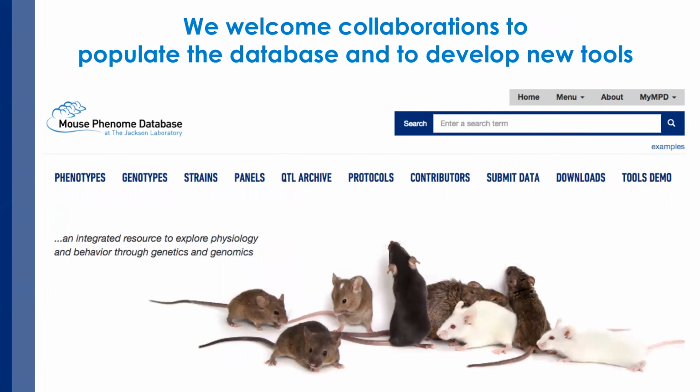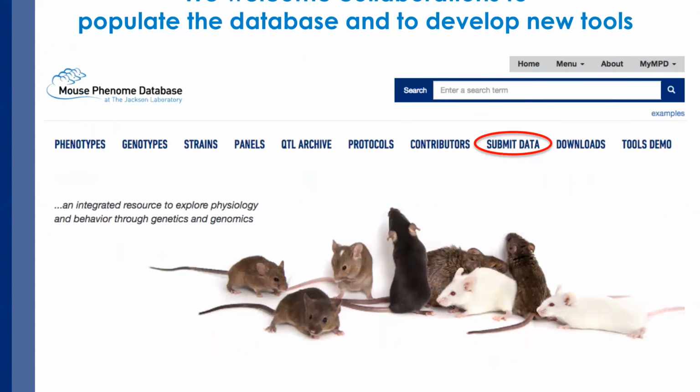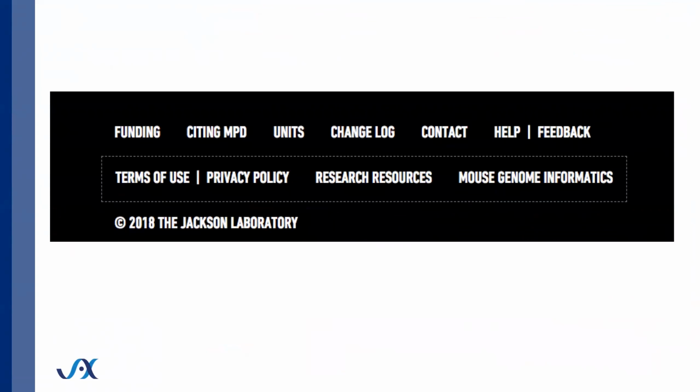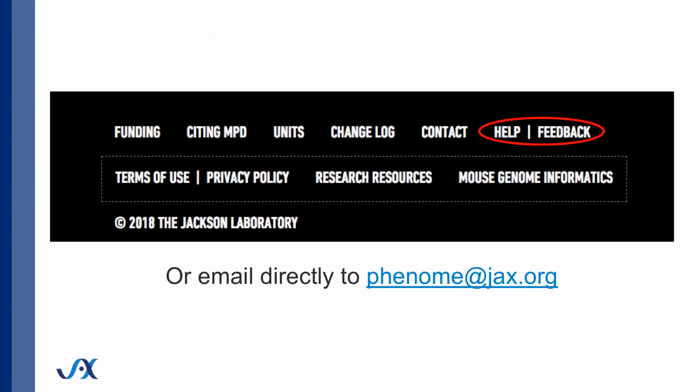If you have data to submit, please check out the data submission guidelines. They're available, and if you have questions, please email us. At the bottom of each page in the website is a footer that has a help and feedback link. Please use that if you have some feedback to give us or need help. Or you can email us directly at phenome@jax.org.